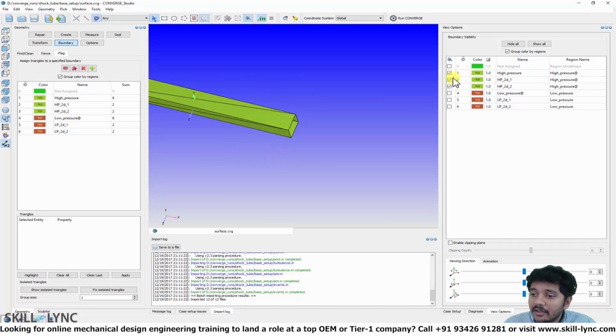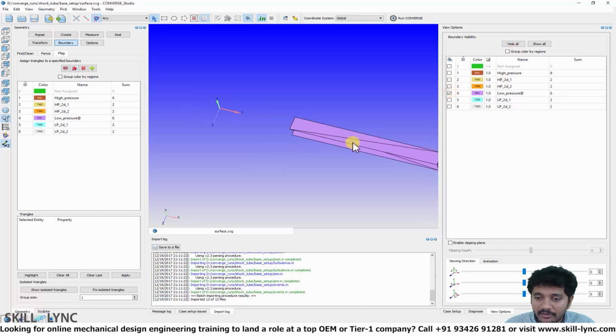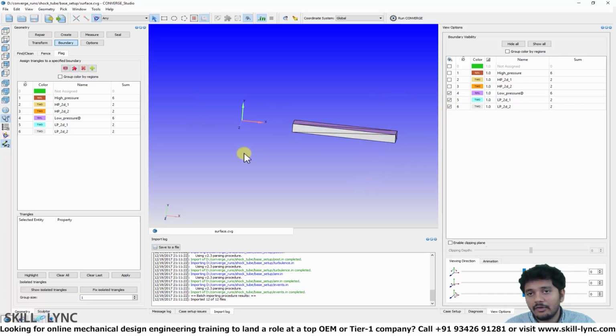it knows that this is a separate region. So similarly, if I uncheck this guy, hide all, and then show you the low pressure region, the boundary flagging is very similar. So we have a low pressure boundary, and then we have two 2D boundaries. Okay, and then when you connect it, you have your entire case setup.